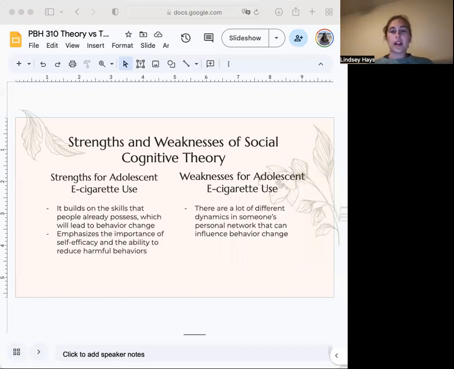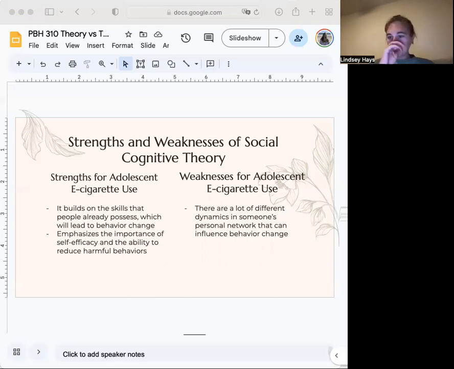So some of the strengths of using social cognitive theory for this is it builds on the skills that people already possess to change their behavior. So you're not doing anything crazy extra. And it also emphasizes the importance of self-efficacy and the ability to reduce harmful behaviors. So am I able to actually quit the vape so that I start to feel better and no longer am harming myself?